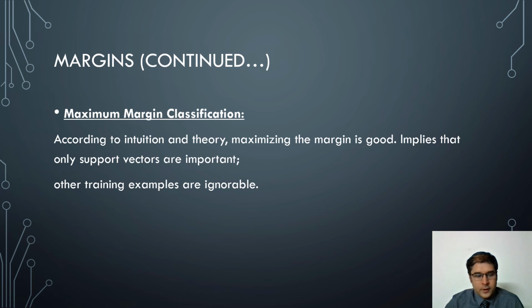Maximum margin classification. According to intuition and theory, maximizing the margin is good, and it implies that only support vectors are important. Other training examples are ignorable. So when choosing support vectors, we choose the best ones so that our margin is maximized, which is logically okay. And so other training examples are ignorable in this case.